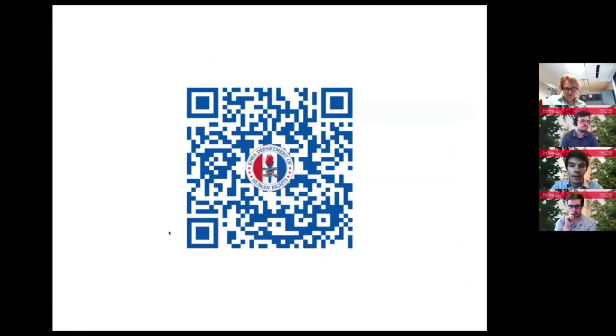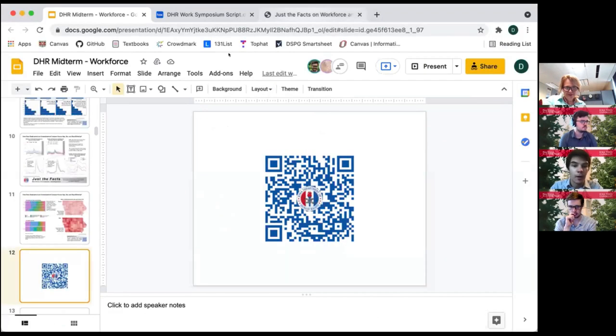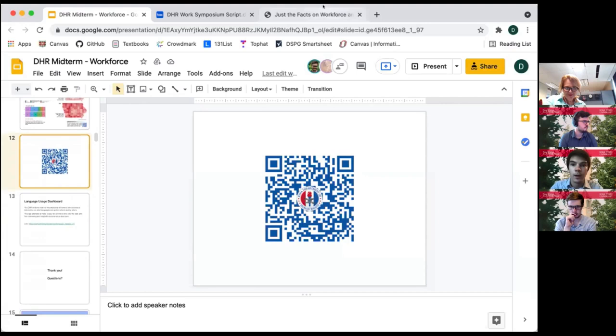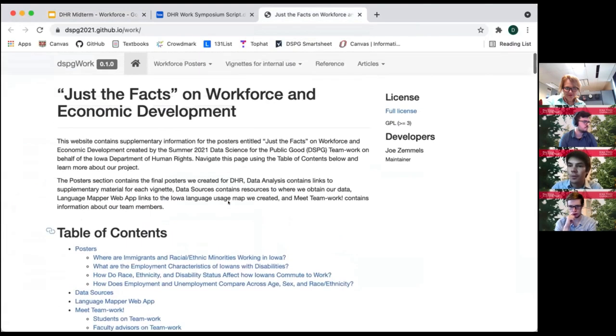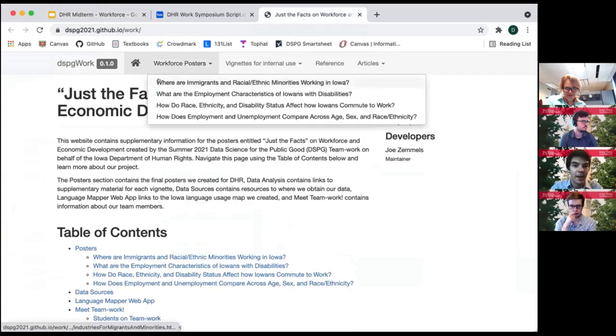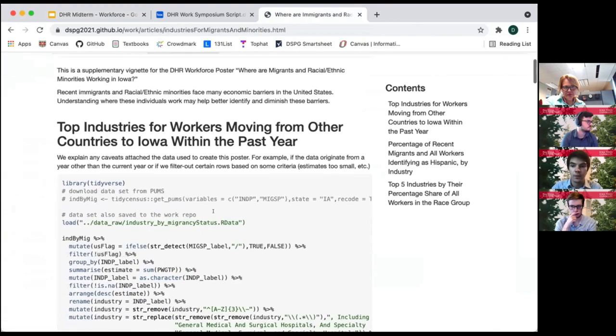So now in the last few minutes here, we're just going to take a peek at our website for the project. So here, we're running a little late on time, so I'm going to try to be fast. But this website has additional information. So for each poster, we'll just navigate to one.